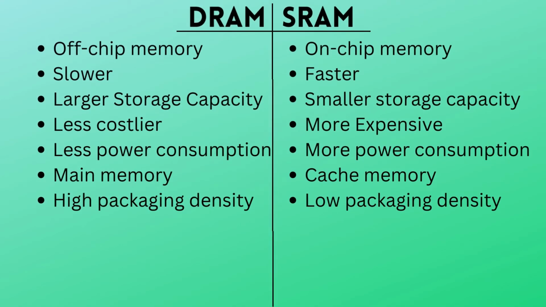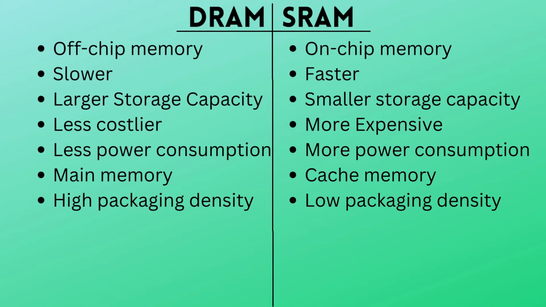There are other differences between DRAM and SRAM, with the first being SRAM is an on-chip memory while DRAM is an off-chip memory. This gives SRAM a lower access time than DRAM, also making it faster. DRAM is also available in larger storage capacity than SRAM. SRAM is more expensive than DRAM, making DRAM less costly.